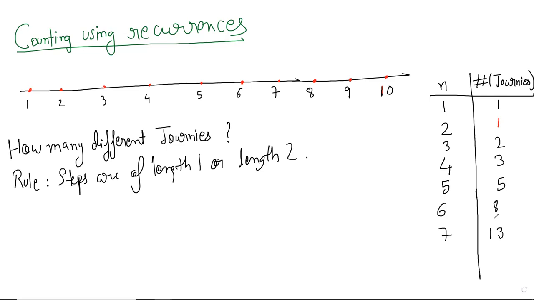Look at the journeys that you have for 6 and try to see, can you connect them with journeys till 5 and journeys till 4 somehow? Then the counting process will become faster, at least.